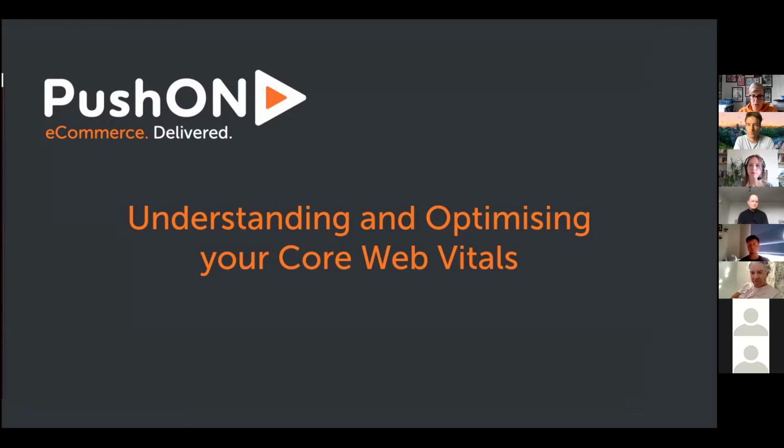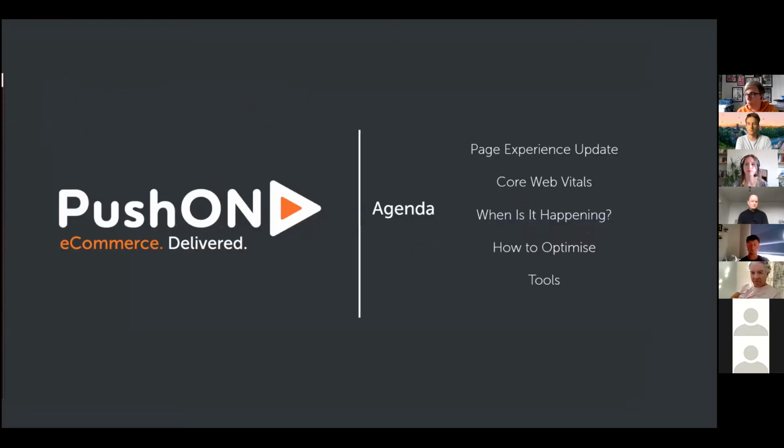In terms of the agenda of what we'll be covering today, we're going into a little bit of detail about what the page experience update is, and leading into covering each of the core web vitals. We'll then be looking at when this is actually rolling out and how we can optimize for the three main metrics that make up the core web vitals, as well as covering some tools that will help us to measure those.